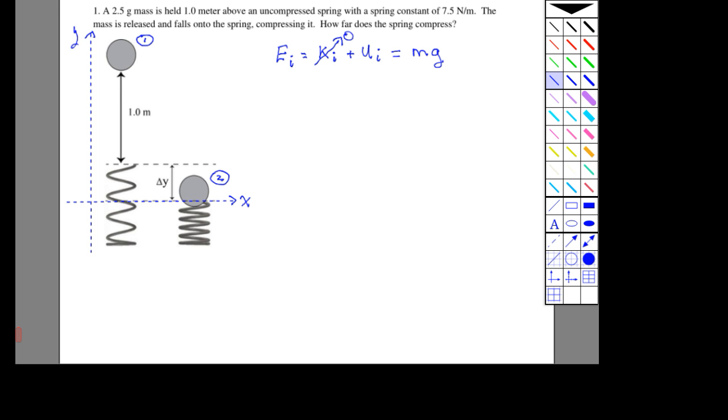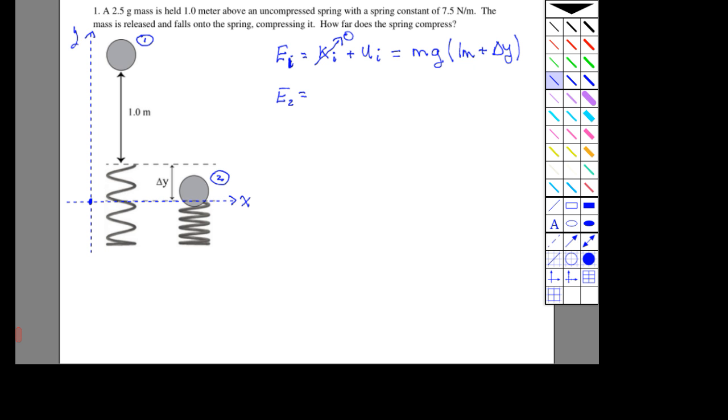We're taking our origin at 0, so when this ball finally comes to a rest, it's at a height 0, so its initial height is going to be this 1 meter plus delta y. There. So that's our initial energy, so that's our energy at position 1. Let's look at our energy at position 2.